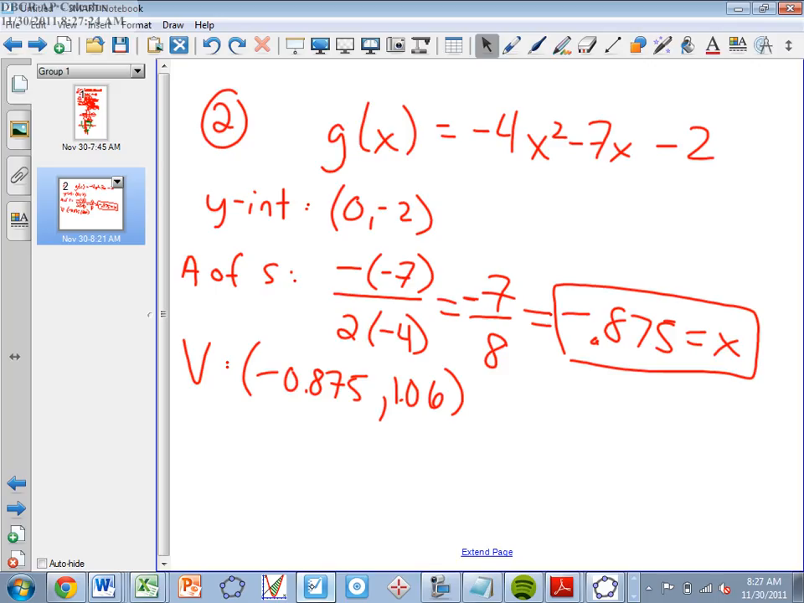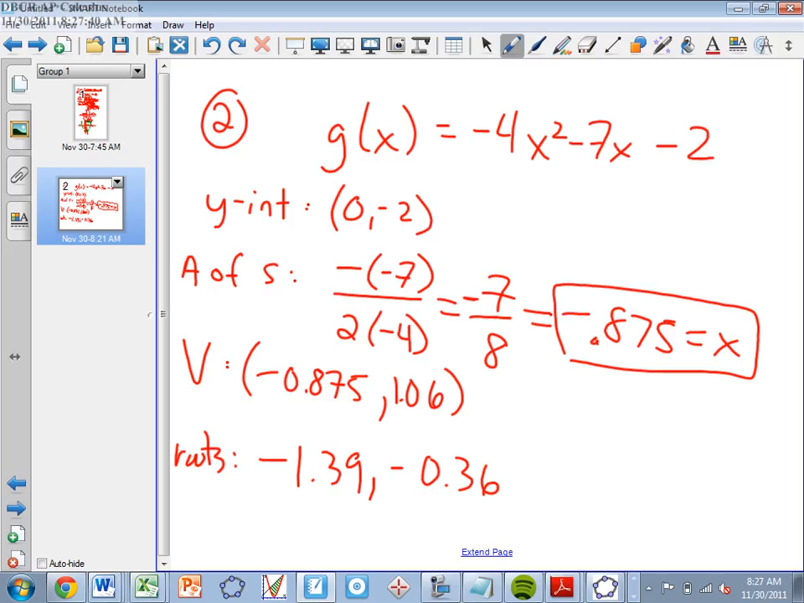Negative 0.36. Again, so negative 1.39 and negative 0.36. Again, these are my roots. And remembering that the roots are the x-intercepts.